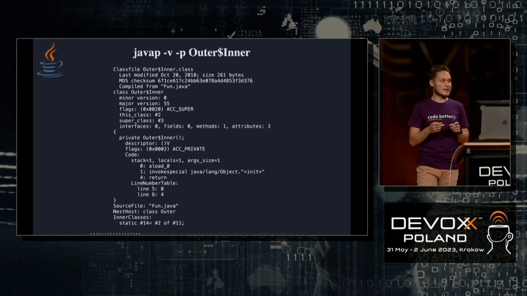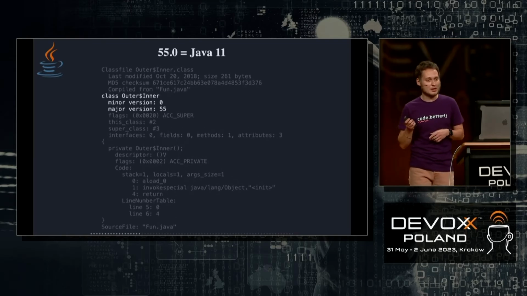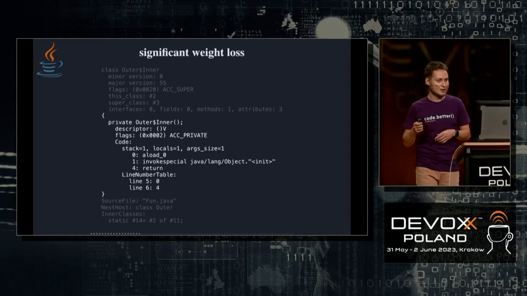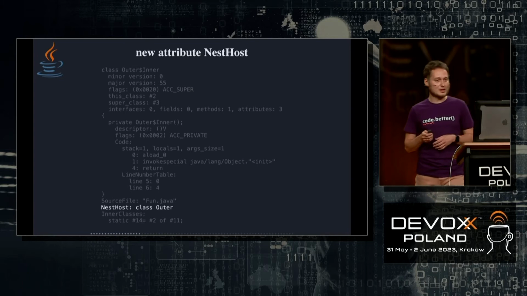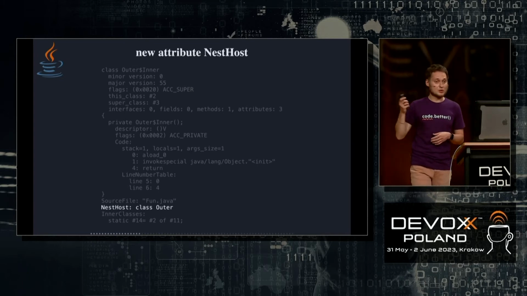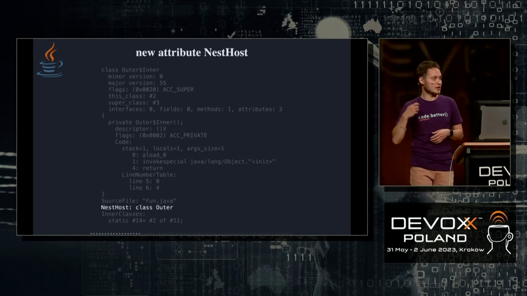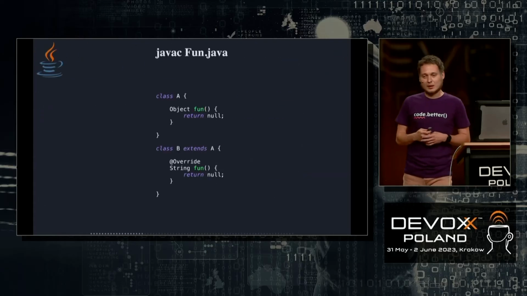If we're going to compile exactly the same source code, but using JDK 11 or above, we're going to see a slightly different story. Major version is 55, Java 11. There is significant weight loss. There is no need anymore to generate this package local constructor. Your classes just got smaller. And why is it possible? Because there is a new attribute, nest host. This attribute allows the JVM to verify that indeed the outer class should have access to this inner class. They are connected together. But let's move on.